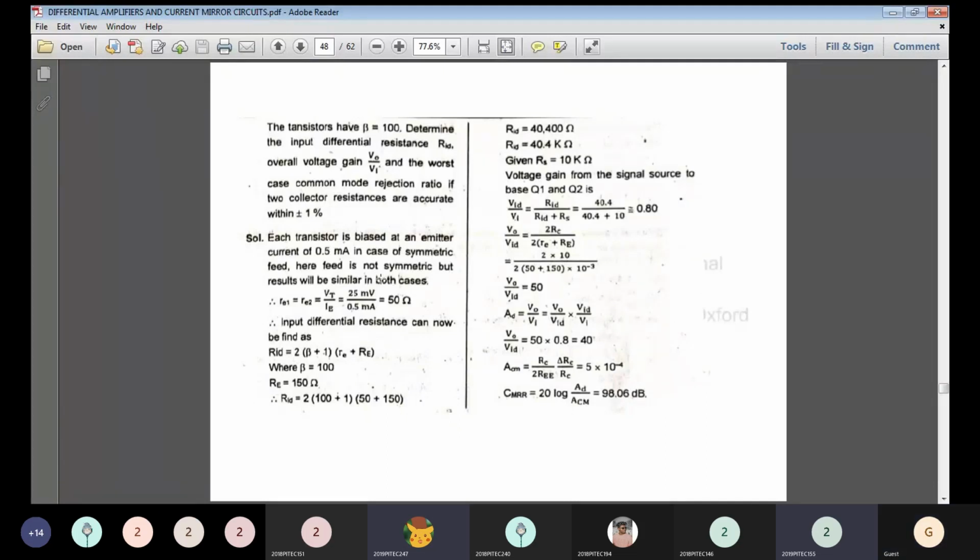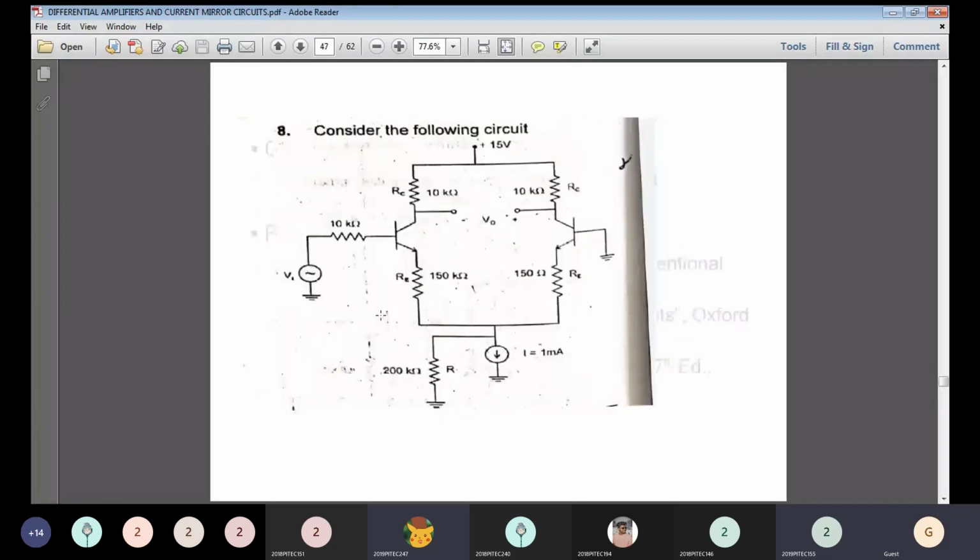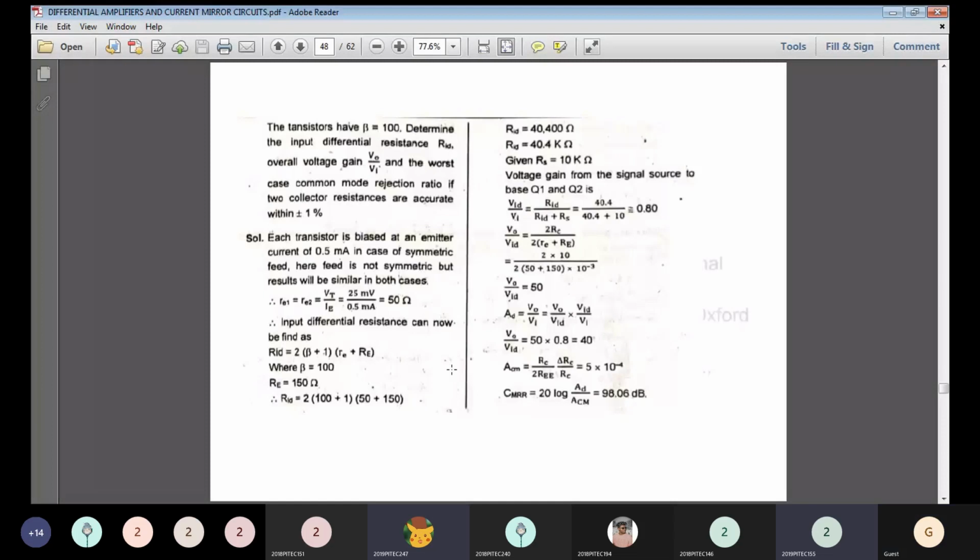So first thing is to calculate the value of RE. RE1 and RE2 both are equal. The RE formula, as in the previous problem, is VT divided by IE. VT means 25 millivolt. The IE value is 0.5 milliamps, as mentioned in the question. So the RE resistance value is 50 ohms. Input differential resistance RID is defined by the formula 2 times (beta plus 1) into (small re plus capital RE). The small re is different and the capital RE is different. That capital RE is here, and that small re is here. RE is 150 ohms.